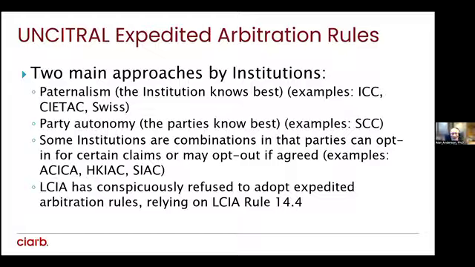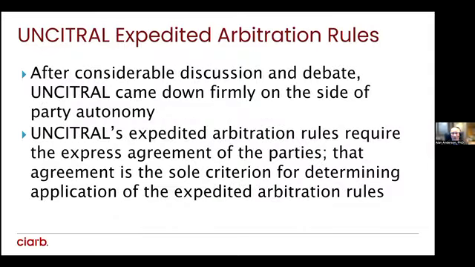As Yuan indicated, the LCIA, the London Court of International Arbitration, has conspicuously refused to adopt expedited arbitration rules. They rely on their Rule 14.4, which says that basically the tribunal and the parties can agree on whatever schedule they want. But of course, once a dispute has arisen, getting the parties to agree on a schedule may be difficult. So after considerable discussion and debate, UNCITRAL came down very firmly on the side of party autonomy.